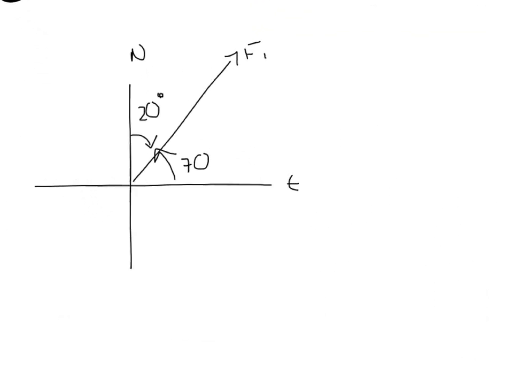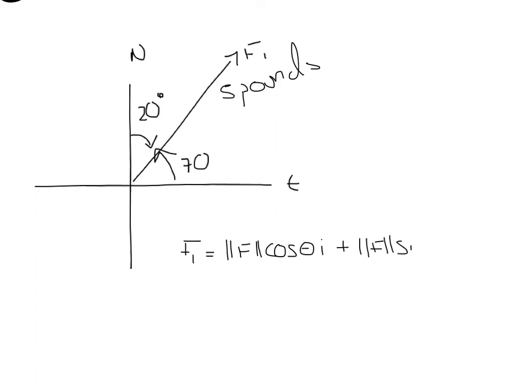So I want to write this in terms of i and j. Let's start with F1. Remember, we're going to take magnitude cosine theta i plus magnitude sine theta j. It tells us the magnitude's 5. We're going to do 5 cosine 70 degrees i, we need our calculator here, plus 5 sine 70 degrees j.